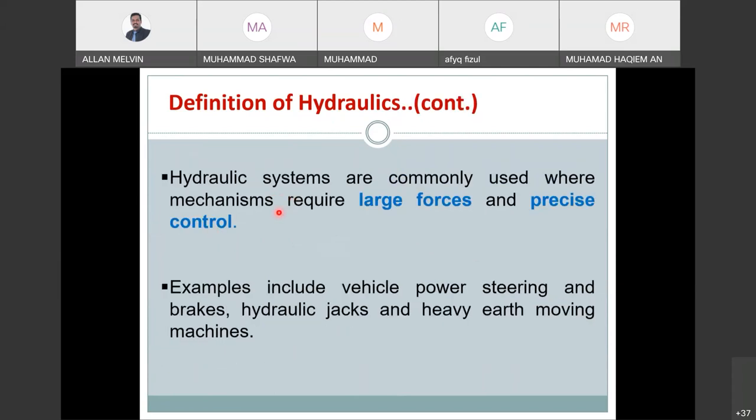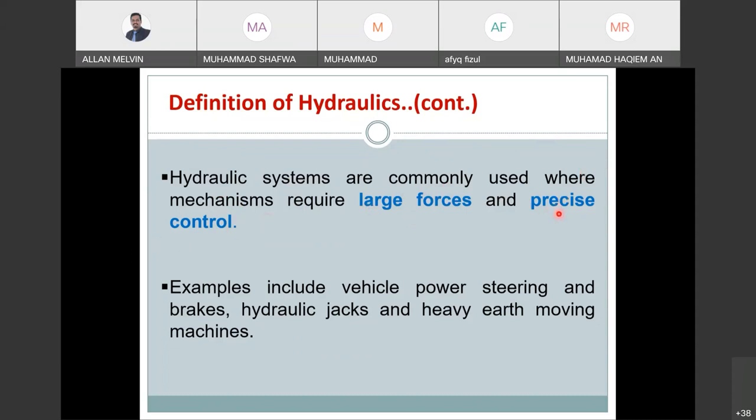Hydraulic systems are commonly used where a mechanism requires large forces and precise control. So dua key points of hydraulic. Selalunya kalau kita cakap hydraulic, we will refer to these two. First, hydraulic offers a large force. Initially we saw pneumatic can produce pressure or force up to 7 to 10 bars, so maksudnya dia tak boleh buat kerja-kerja yang besar lah. When you require a large force, you can consider hydraulic.